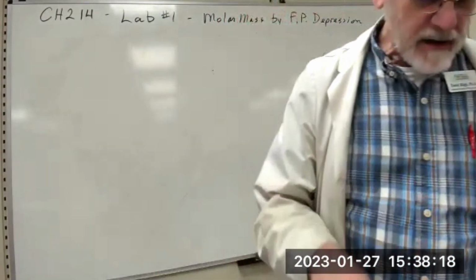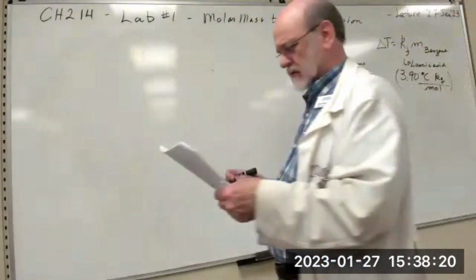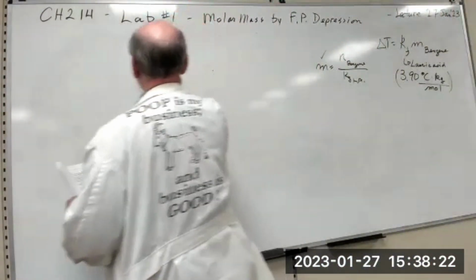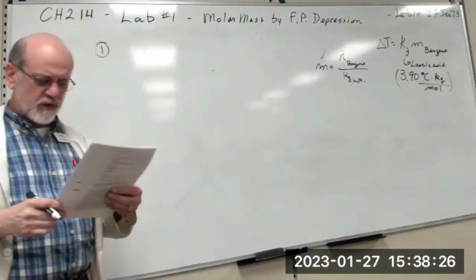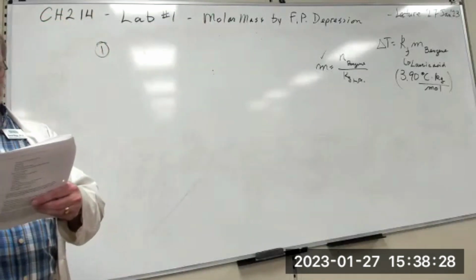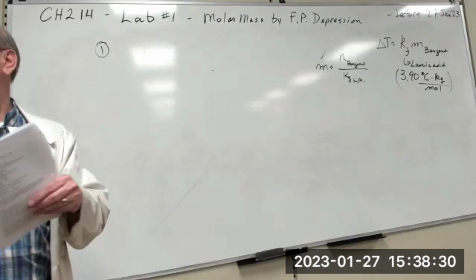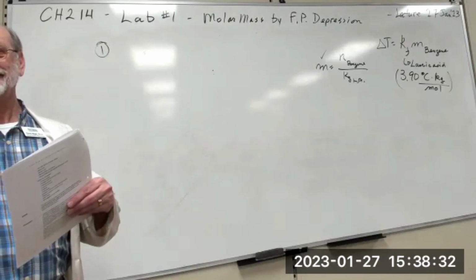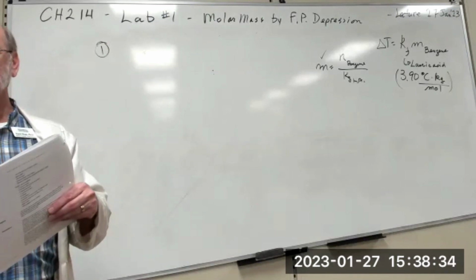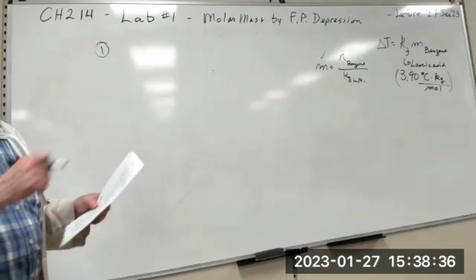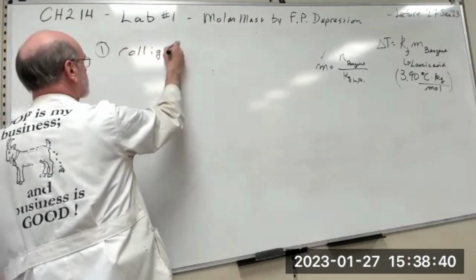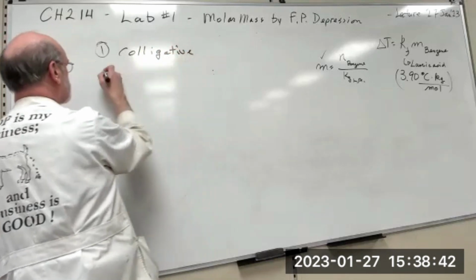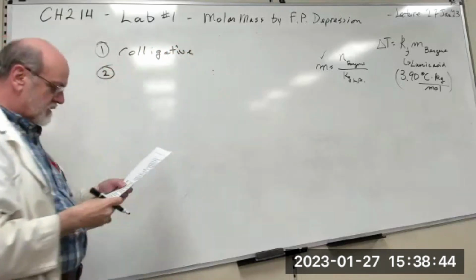Okay, so discussion questions. Number 1, boiling point elevation and freezing point depression are examples of what type of property? Remember what it's called? Colligative properties, right? Colligative. Those are examples of colligative properties.